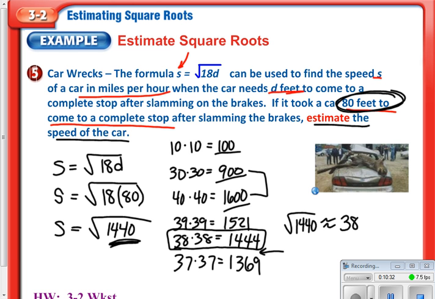Now that's talking about speed. So S is 38 miles per hour. So they would be traveling at about 38 miles per hour. It would take them about 80 feet to come to that complete stop. Here's a little car wreck here that we have going on for you. So we'll go ahead and view this here quick.